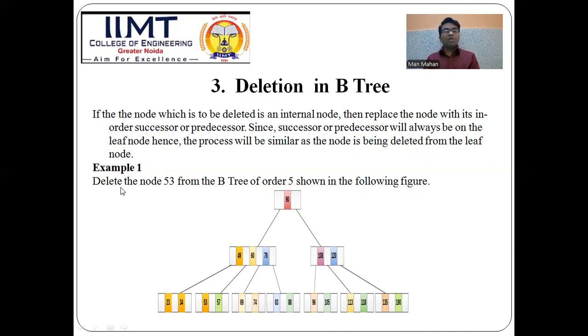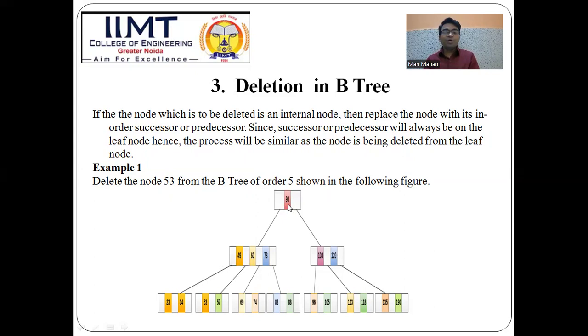Example 1: delete the node 53 from the B tree of order 5 shown in the following figure. We know we want to delete the node 53. First of all, we apply the traversing process to reach the particular node 53. Now in the figure we can see where the node 53 is.